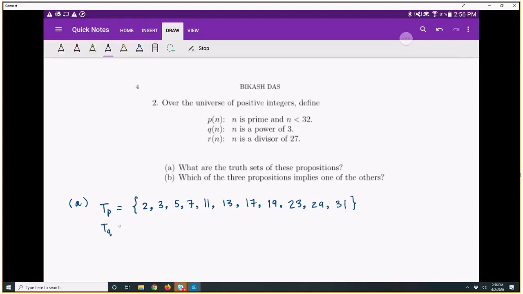Then we can find the truth set of Q. Q is the proposition n is a power of 3. So we are talking about positive integers. Well, I could have 3 to the power 0, which is 1, or 3 to the power 1, which is 3. 3 squared is 9. 3 cubed, 27. 3 to the power 4 is 81, and so on.